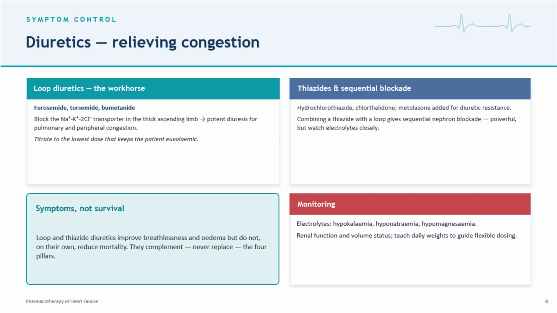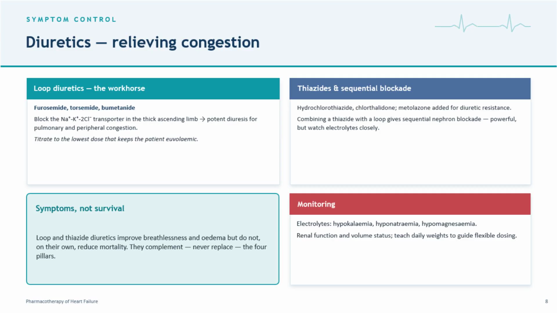Here's the mindset shift I need you to make. Diuretics make patients feel better, but they don't make them live longer. Hold that thought. Your workhorses are the loop diuretics: furosemide, torsemide, bumetanide. They block the sodium-potassium-2-chloride transporter in the thick ascending limb and give you that incredibly potent diuresis for pulmonary and peripheral congestion. Titrate to the lowest dose that keeps them euvolemic.